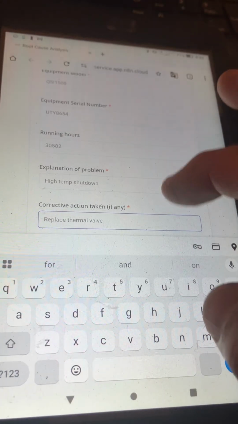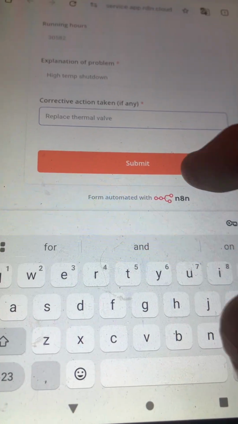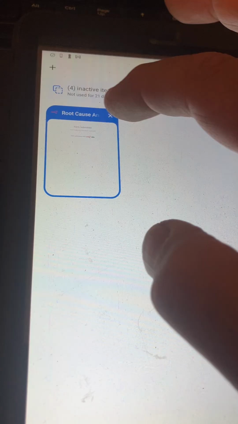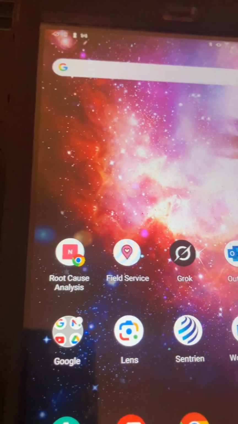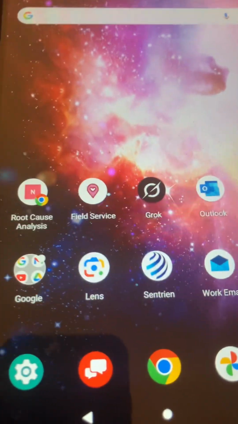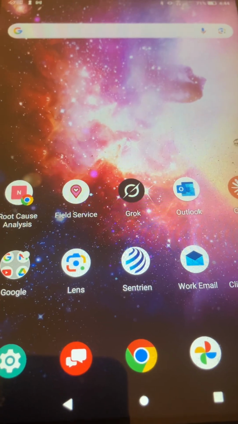Okay, so just that little bit of basic information. We are going to submit. And now that our form is submitted, it usually takes about 10-15 seconds, something like that.